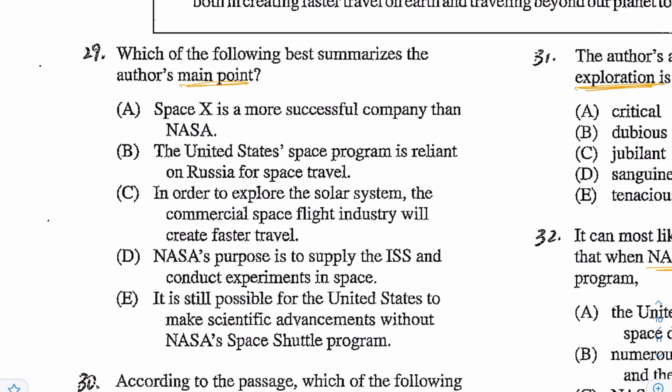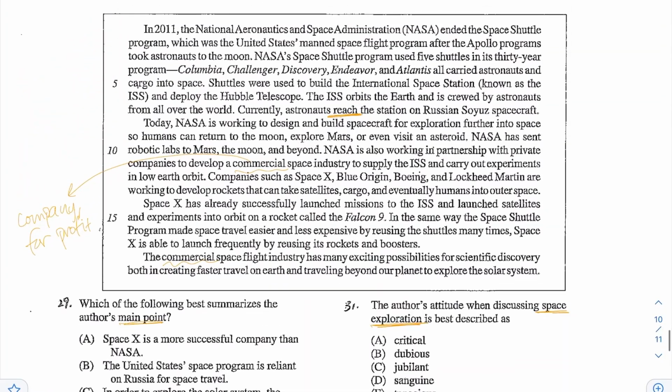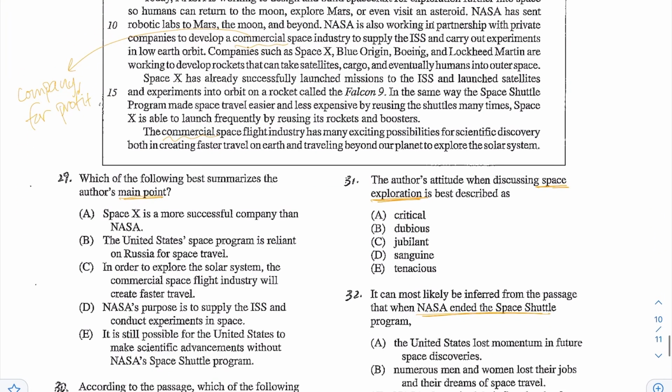For 29, which best summarizes the main point? So here, this paragraph as a whole, or this passage as a whole, is about how NASA stopped and how it's actually continuing this space program. So that's going to be choice E. It's still possible for the U.S. to make scientific advancements without NASA's space program, because you can use private companies or private partnerships. And we see that here in this last paragraph. This last paragraph summarizes the entire passage.